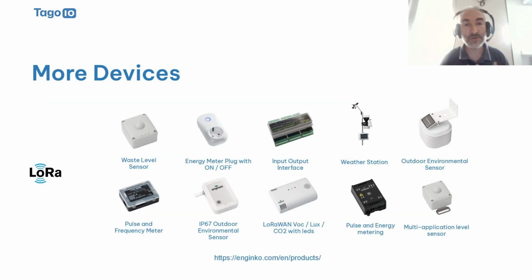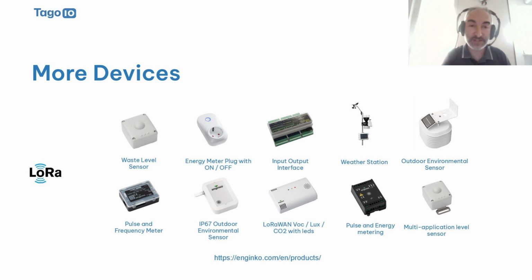In our portfolio, we don't have only Modbus devices. We have several sensors. By sensors, I mean devices that can measure and send through LoRaWAN physical parameters like distance, energy consumption, particulate matter in the air, rainfall, temperature, and humidity.